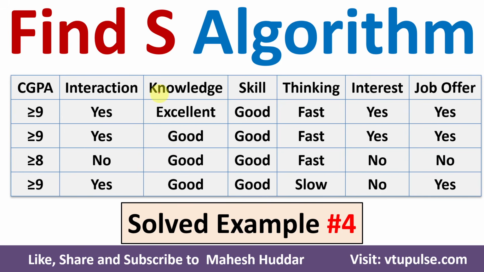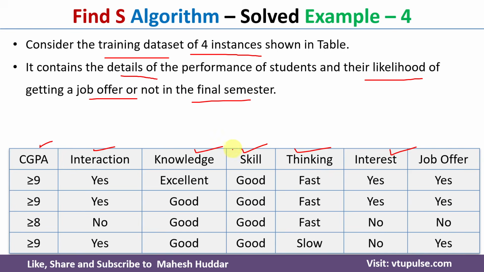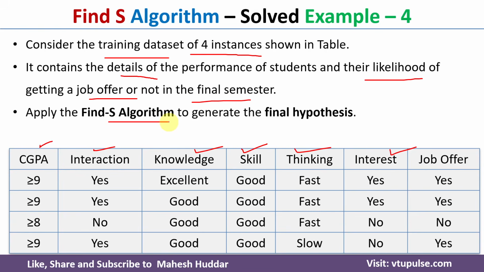Welcome back. In this video, we will understand how to apply Finder's algorithm to generate the most specific hypothesis from the given training data. In this case, we have been given the training data set of 4 instances with 6 attributes. Those are CGPA, interaction, knowledge, skill, thinking, and interest. Job offer is the target class. Here we need to apply Finder's algorithm and we need to generate the final hypothesis.